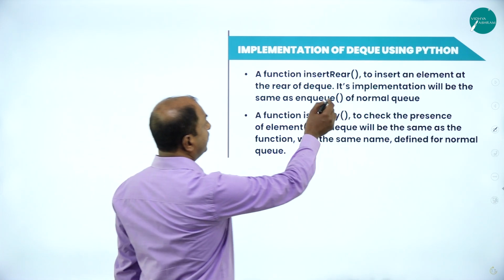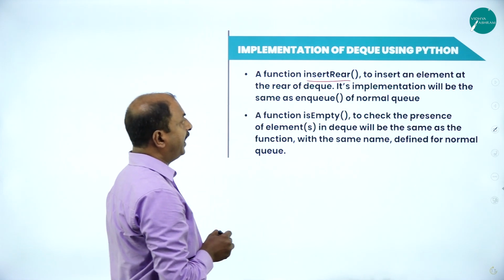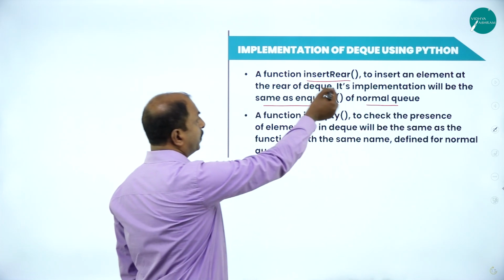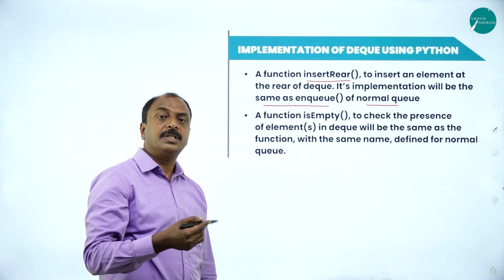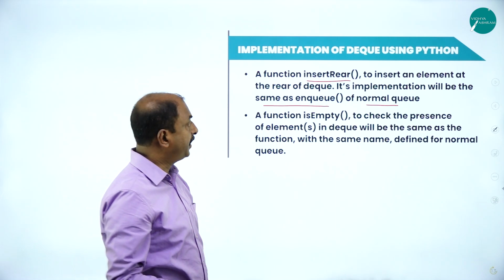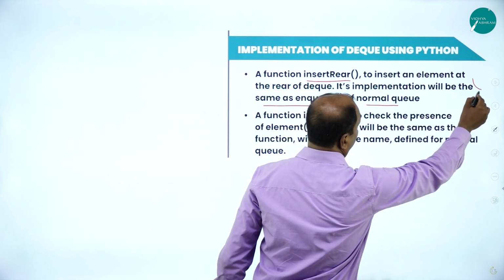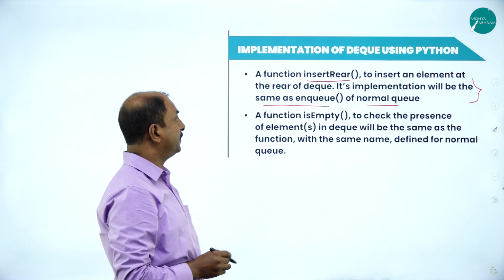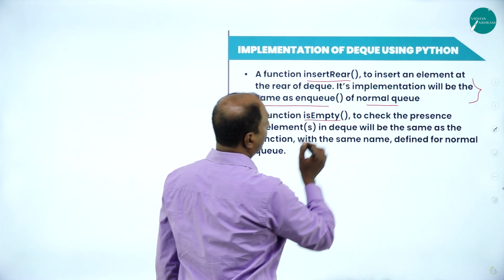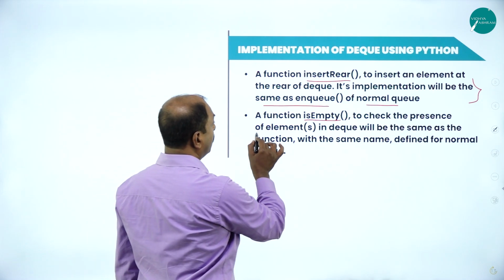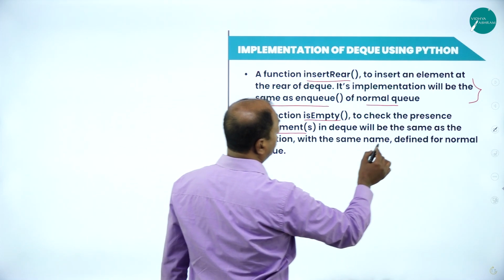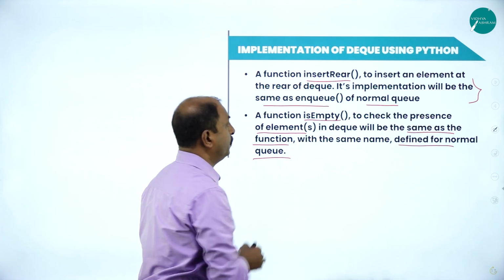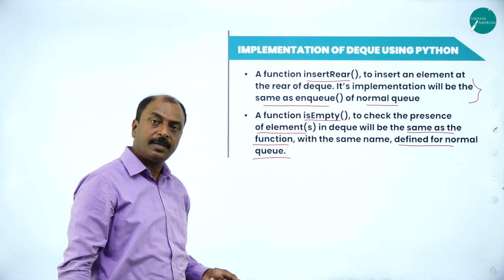Similarly, for insert at the rear pointer, it will be the same as the enqueue operation in a queue, because these are normal operations of a queue. So insertion takes place at the rear pointer, and the same syntax can be used in DQ for insertion at the rear pointer. Next one is empty. One more function to check the presence of elements in a DQ. It will be the same as the function which has been defined for the normal queue. This is the implementation of DQ using Python.